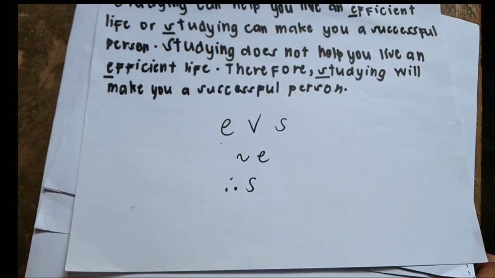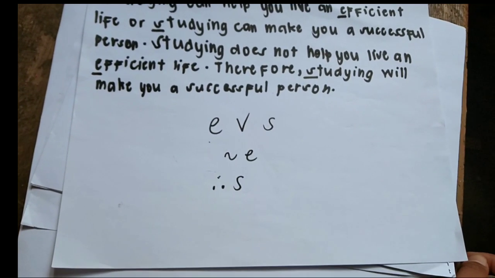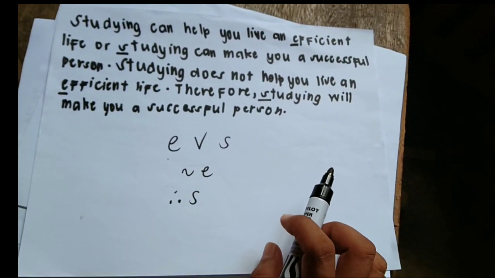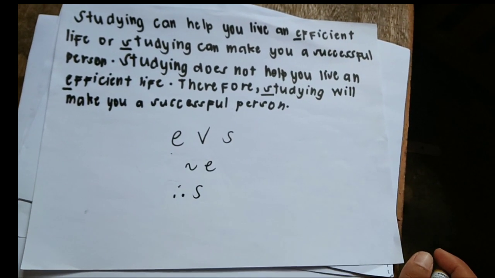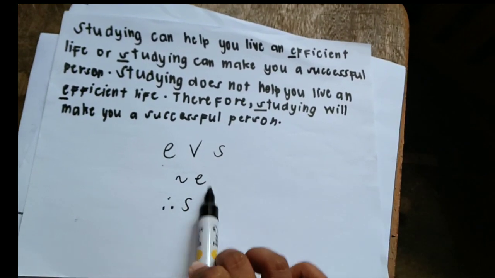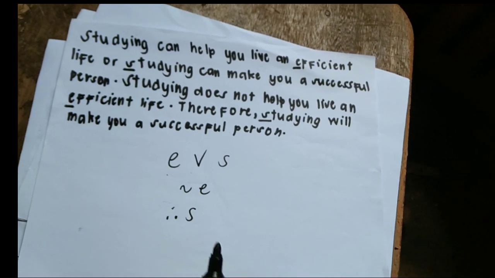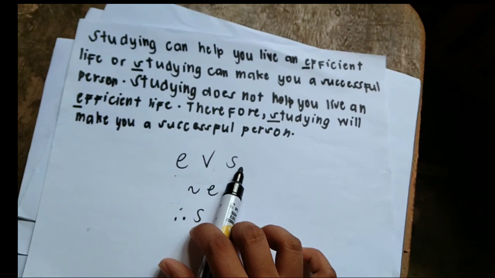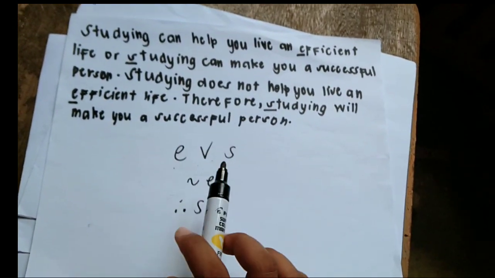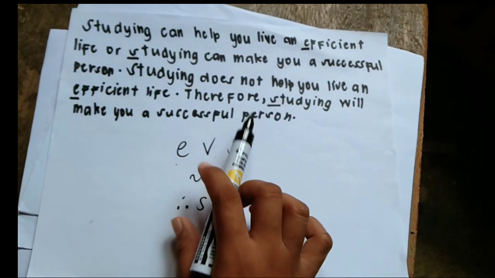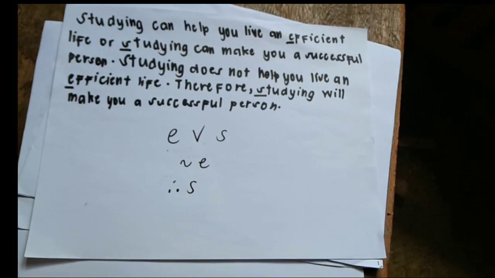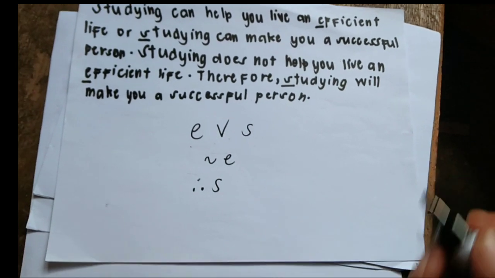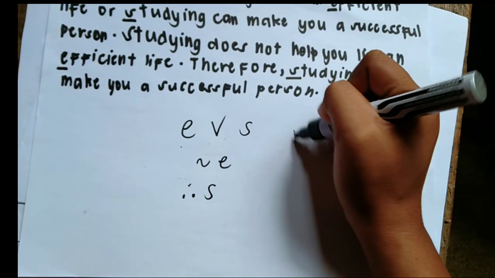If we have two premises such that one premise is a disjunction of two statements, and the second premise is the negation of one of the statements, therefore, it must be the other. So, P or Q, but we denote it by the underlined words here in our statement. So, kaya ang rule nito ay disjunctive syllogism.